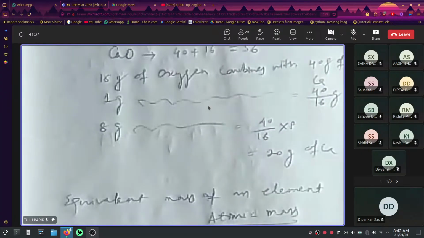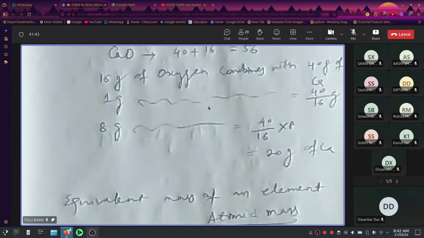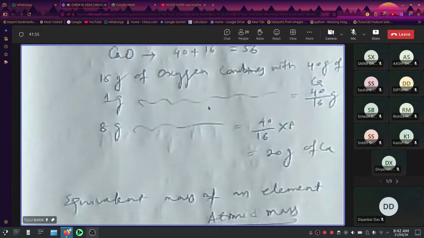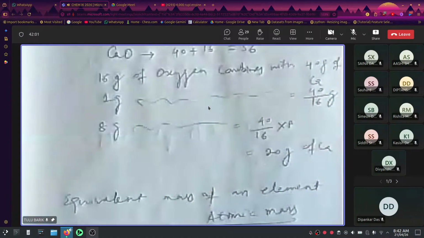Yes, sir. This part is done as per the definition. And this is as per the direct formula, atomic mass by valency, for elements. Equivalent mass of an element you can find out by dividing the atomic mass of the element by the valency. Okay.